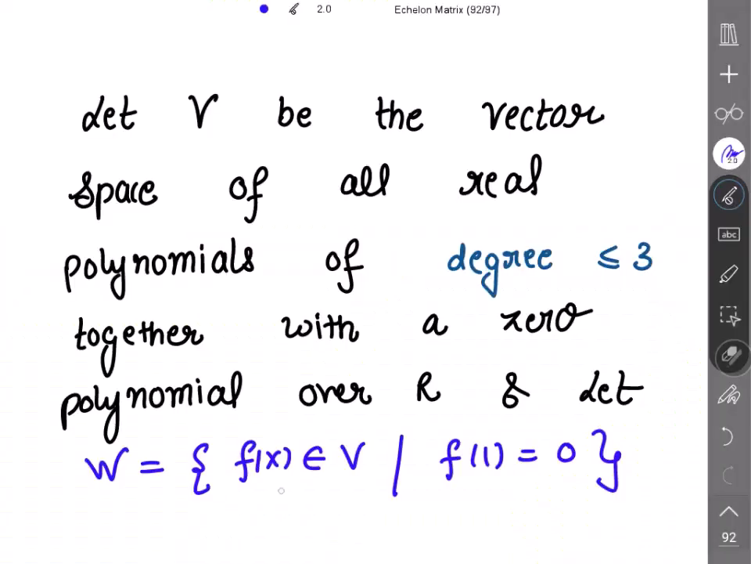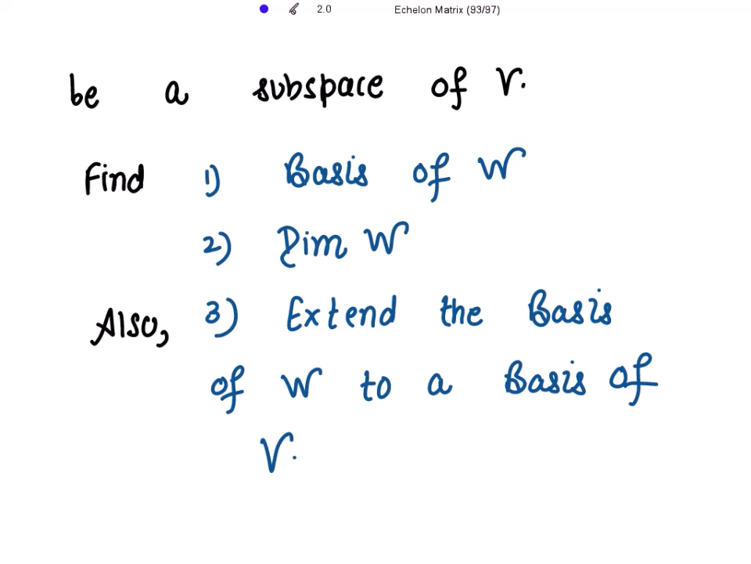Let V be the vector space of all real polynomials of degree less than or equal to 3 together with the zero polynomial over R, and let W be the subspace of V given by all those f(x) belonging to V such that f(1) = 0. So this is a subspace of V, and we need to find the basis of W, the dimension of W, and also extend the basis of W to a basis of V.